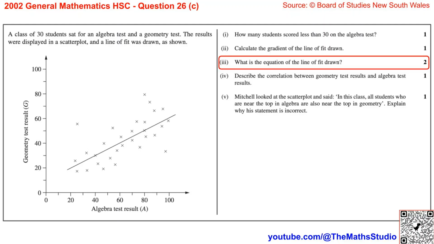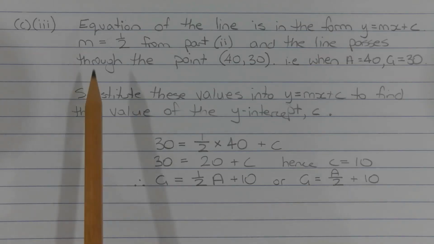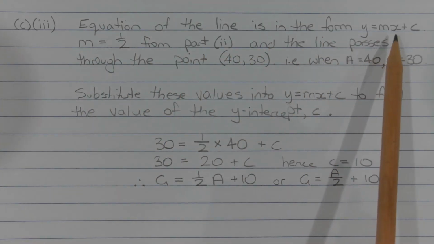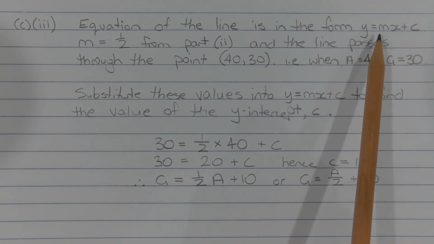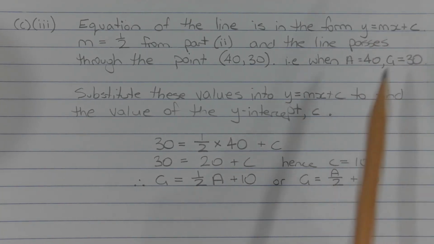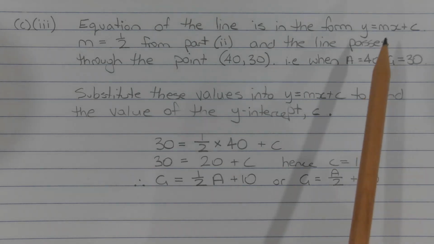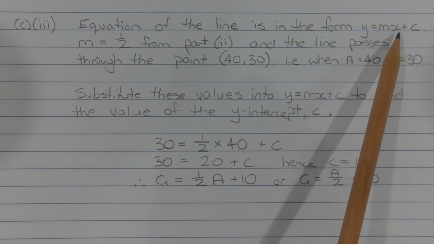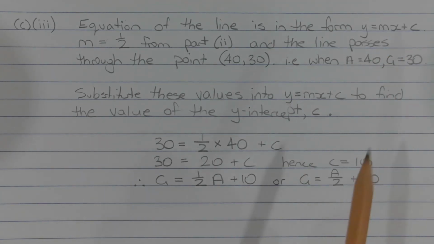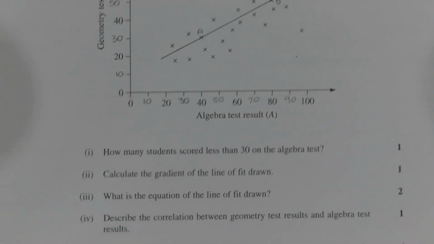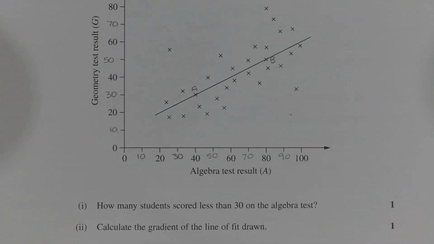Part 3. What is the equation of the line of fit drawn? The equation of the line is in the form y equals mx plus c, where m represents the gradient or the slope of the line, and c represents the y-intercept or the point where the line crosses the y-axis. In this case, the x-axis represents the algebra test result, capital A, and the y-axis represents the geometry test result, capital G. Referring back to the scatter plot, we can see that the y-intercept isn't exactly obvious.